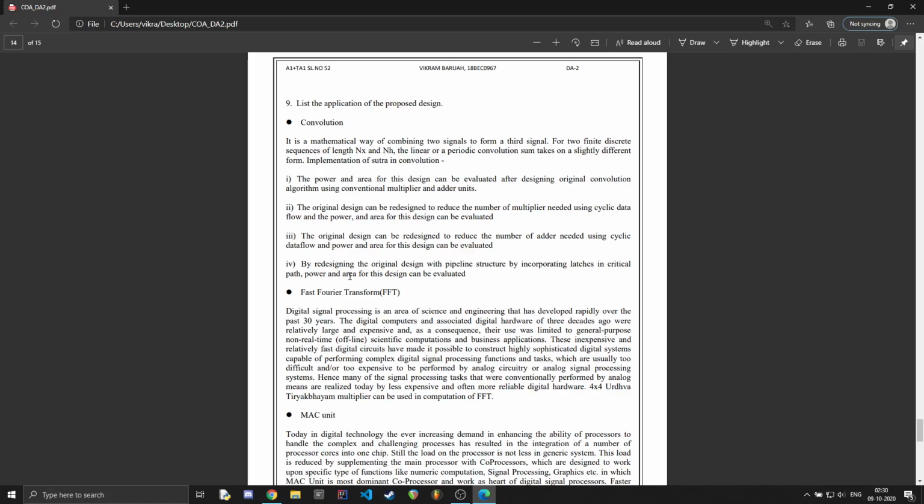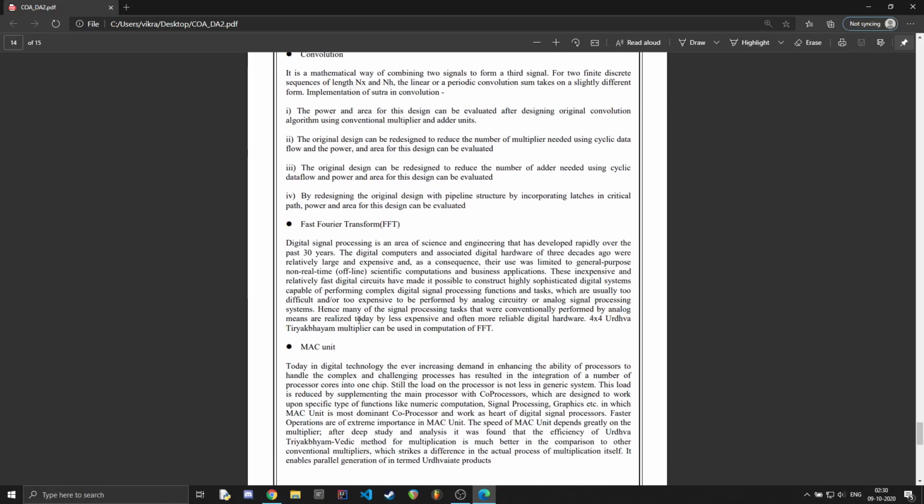the power and area for this design can be evaluated. Then the original design can be reduced in the number of adders that are being used for cyclic data flow, and power and area for the design can then be evaluated. Then by redesigning the original design with pipeline structure, the power, the area efficiency, and the delay efficiency can even be further improved. Then we have fast Fourier transform.